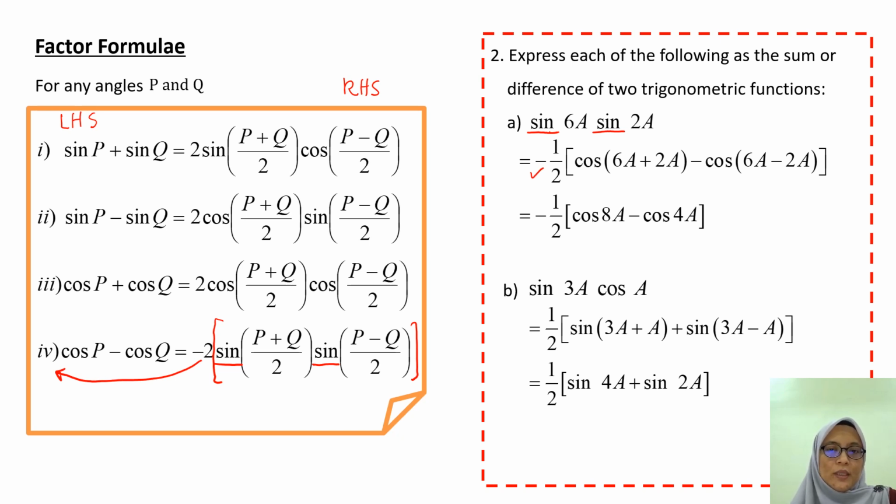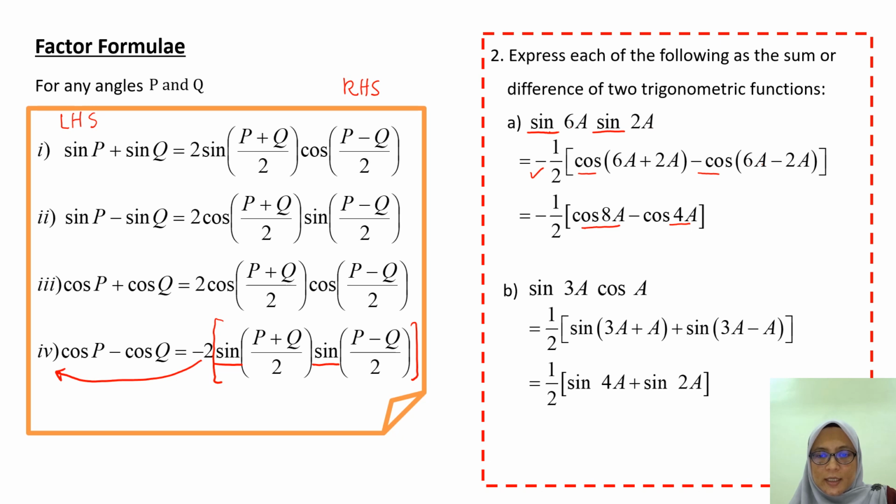Then the formula gives you cos minus cos. For the angles here, we take 6a plus 2a, so you get cos 8a. Then the other one, 6a minus 2a, so you get cos 4a. So one is a sum and one is a difference. So directly you can form the expression in terms of the sum or difference of two trigonometric functions.